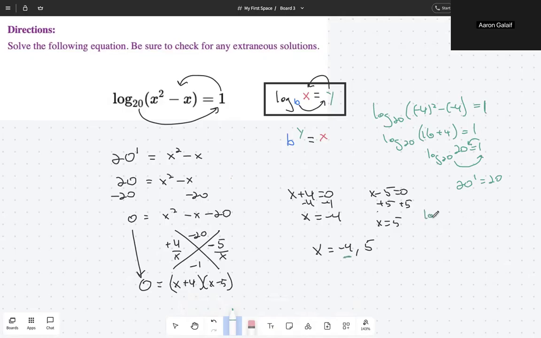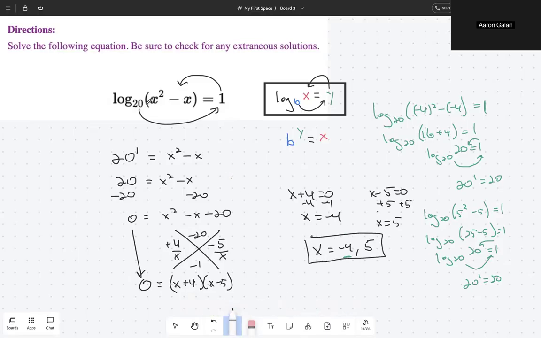Then we have to check the 5. Log of 20 of 5 squared minus 5 equal to 1. We'll get log of 20 of 25 minus 5 equal to 1. And we see, again, we get log of 20 equals 1. We do our snail, and we see 20 to the power of 1 is indeed 20. So we can conclude that these two are a solution to the given problem.